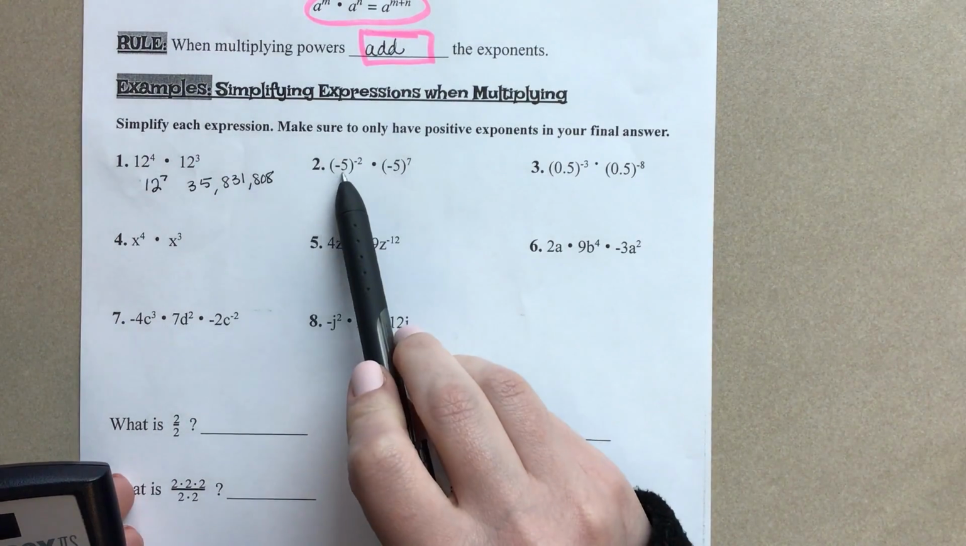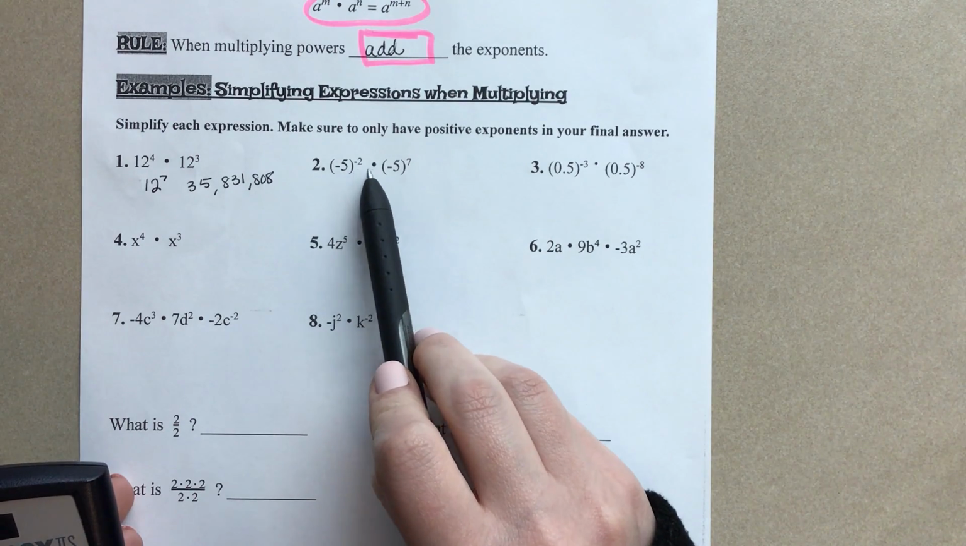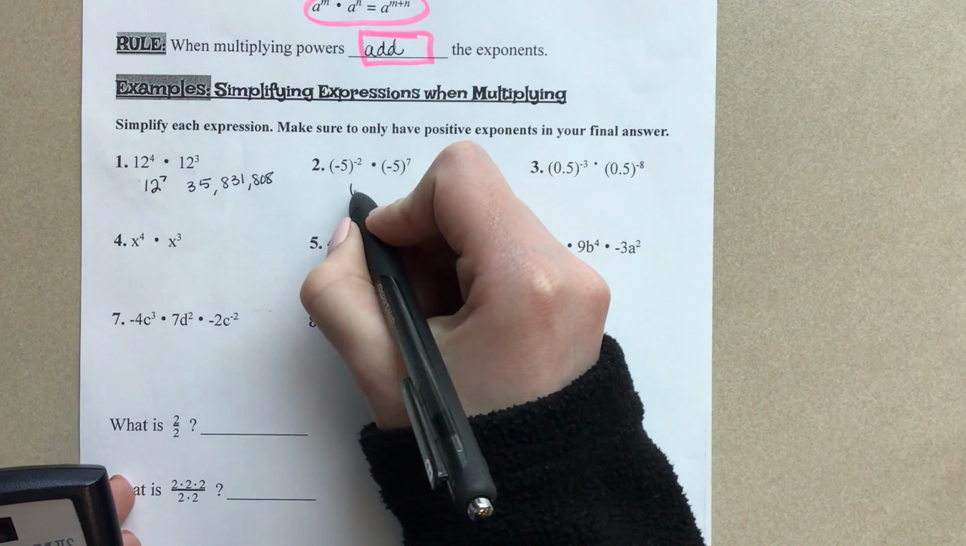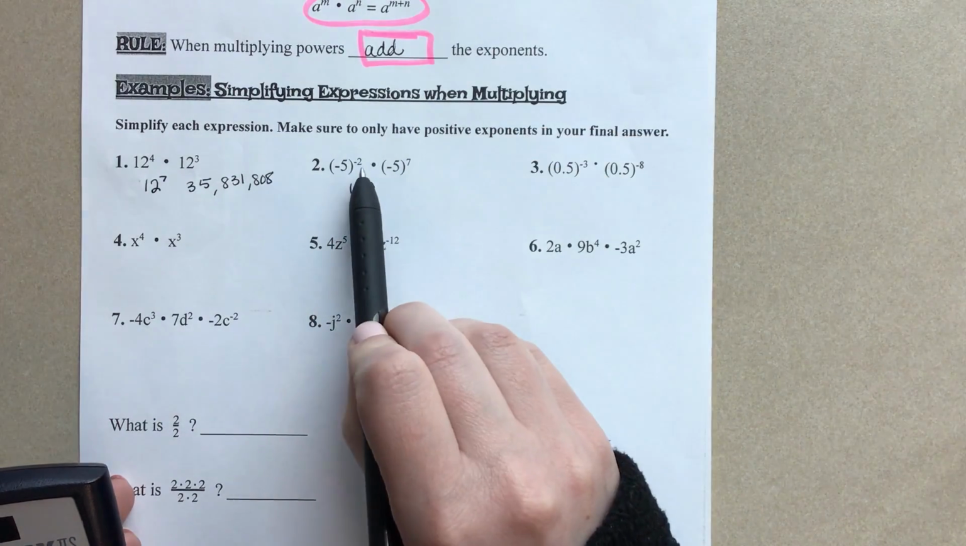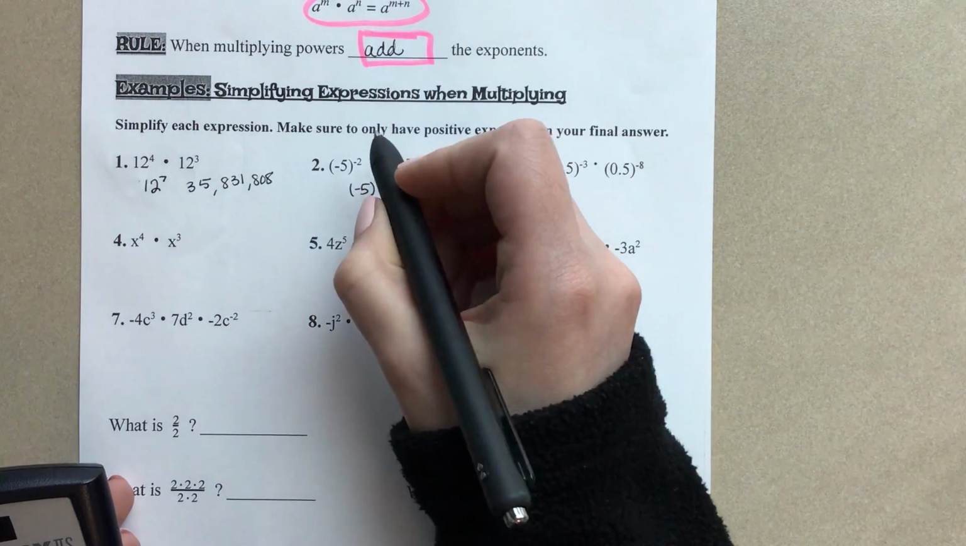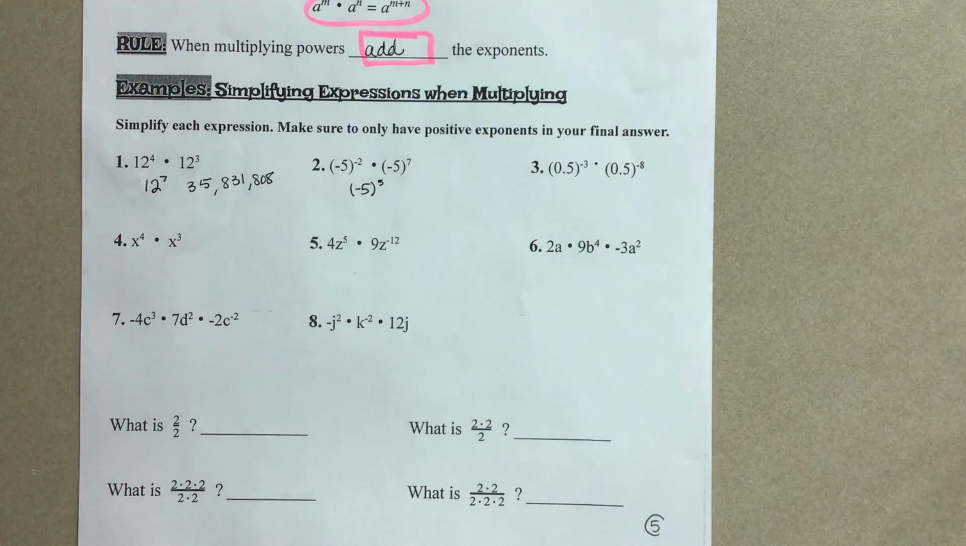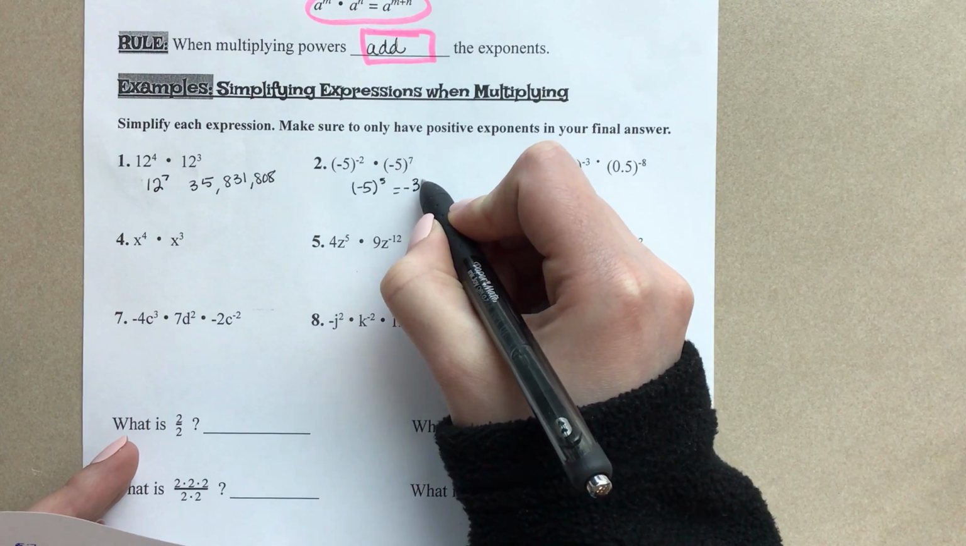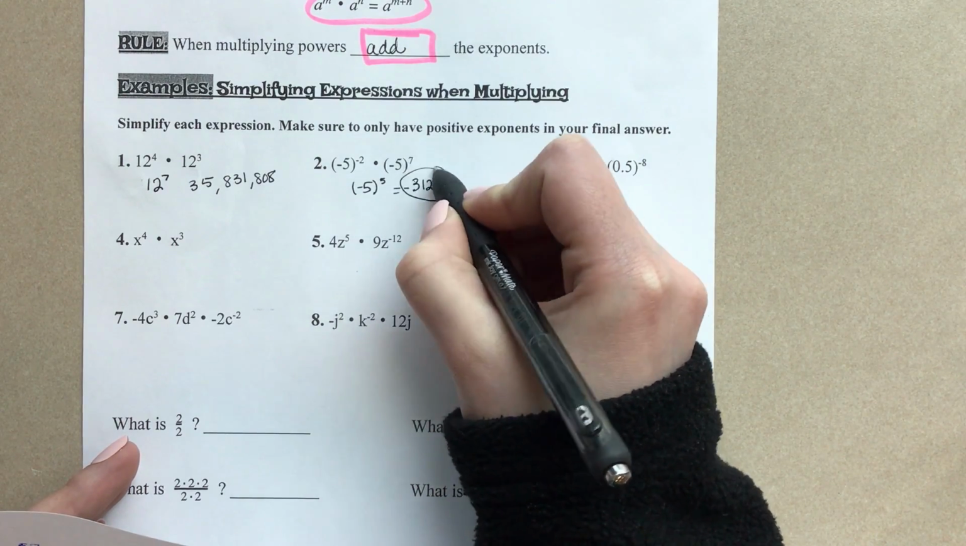Let's do that again. So I have -5 to the -2nd times -5 to the 7th. Well, the -5 is staying the same. And then I take -2 plus 7, which is 5. So now I have -5 raised to the 5th, which is going to be -3,125.